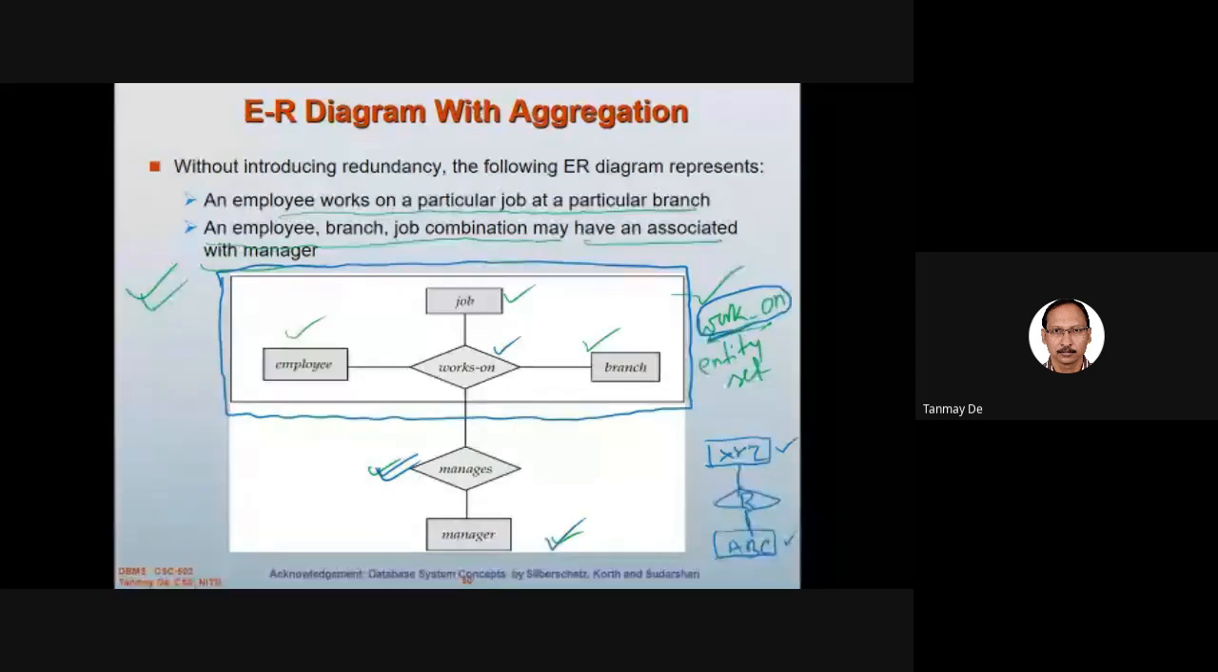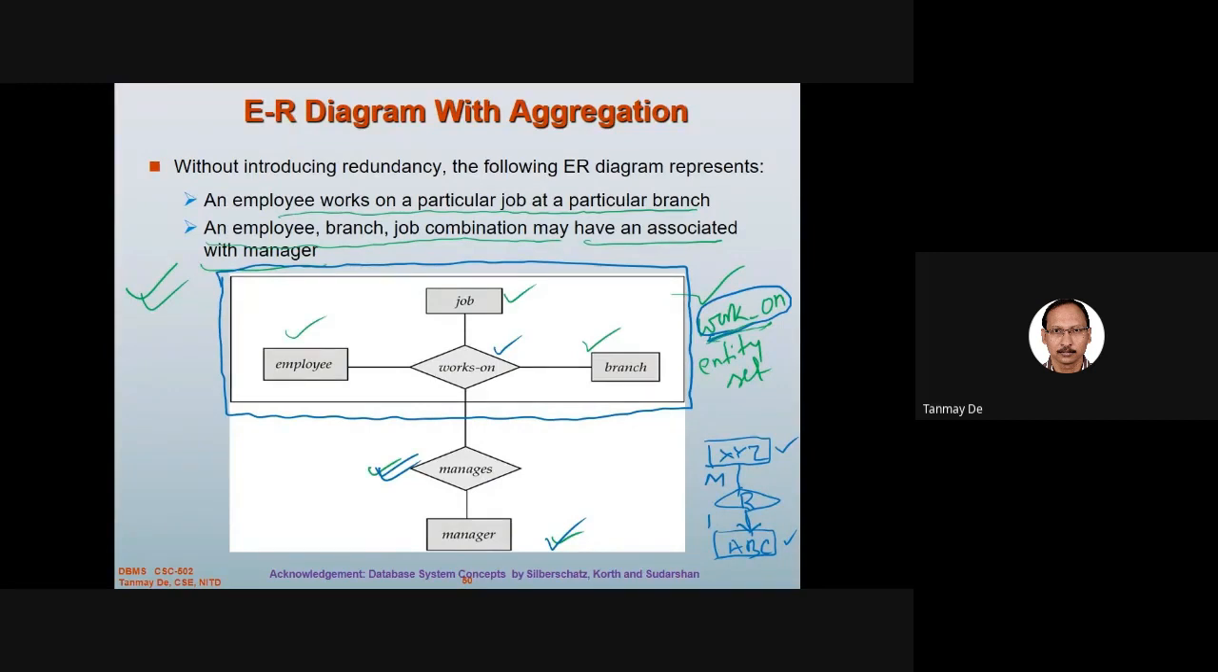Suppose there is an arrow. That means this is the M side, this is the one side. What is the meaning of that? Any number of XYZ can associate with at most one ABC entity. You agree or not? Yes, sir. So at most one, there may be 0. I am not talking about total participation. If we were talking about total participation, then every entity would participate. So here there may be some ABC entities not associated with XYZ, or maybe associated.